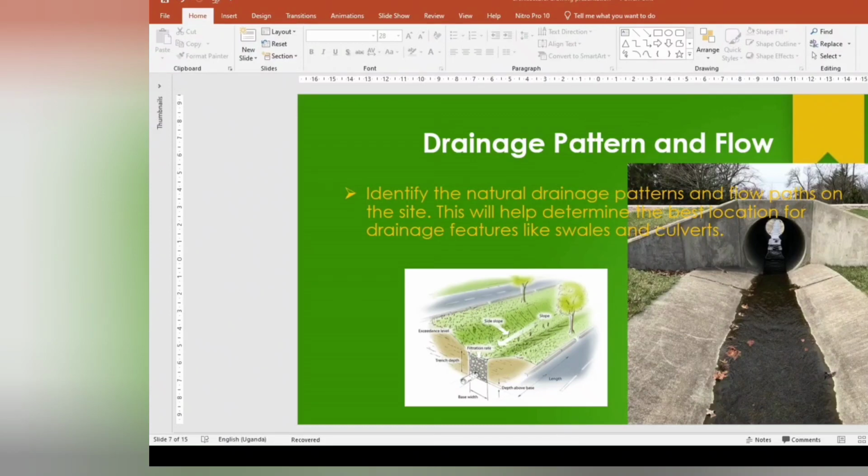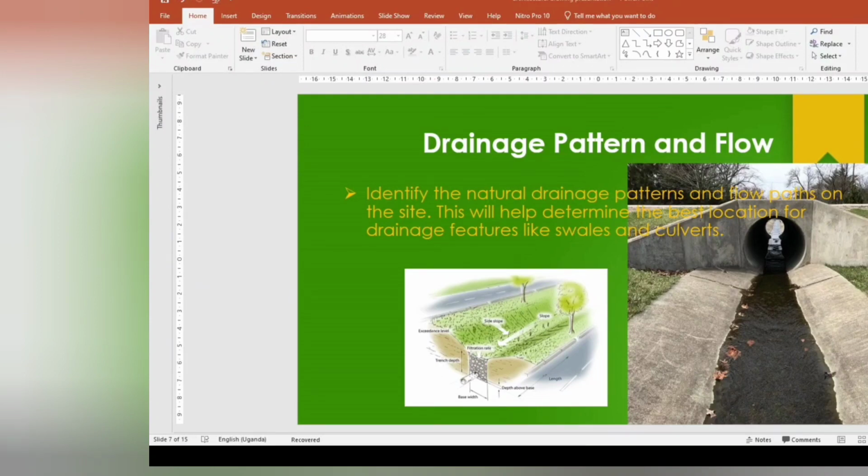Next, local regulations and codes. Under local regulations and codes, you must familiarize yourself with the local building codes, regulations, and ordinances governing drainage and water management. Meaning, before you design a drainage plan, you must have familiarized yourself with the local building regulations and codes or ordinances governing drainage and water management.